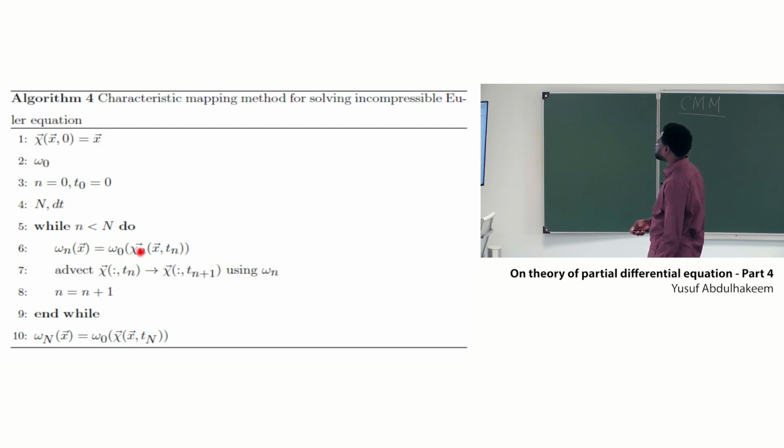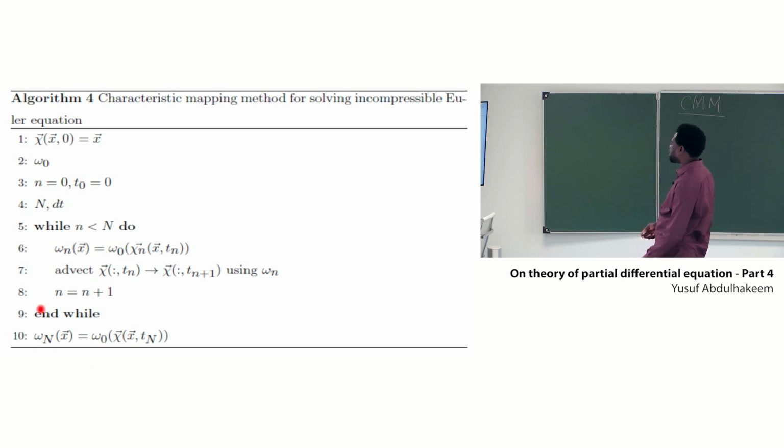So this should be computed from here and dumped in here. Then you should advect that quantity again to obtain this. Then add 1 to n. This will continue until this is equal to this. Once this is equal to this, it will stop. Then it will return this particular statement as our vorticity.